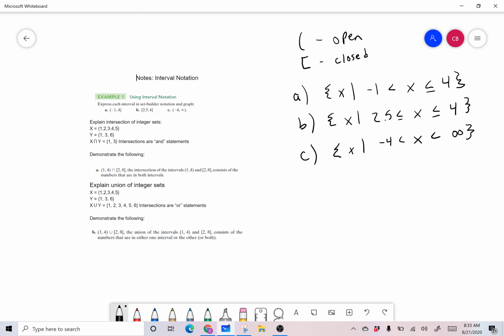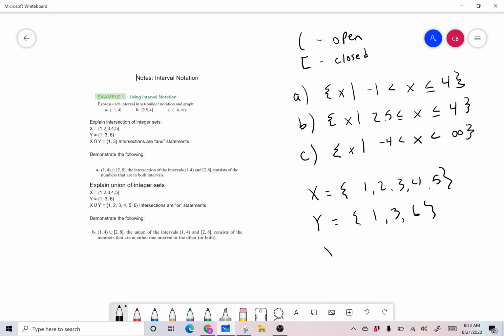Now, we're going to explain intersection and statements. There's a reason for this. If we have x is equal to the set of numbers 1, 2, 3, 4, 5, and y is equal to 1, 3, and 6, then what's in the intersection?